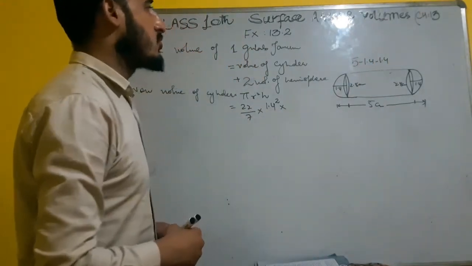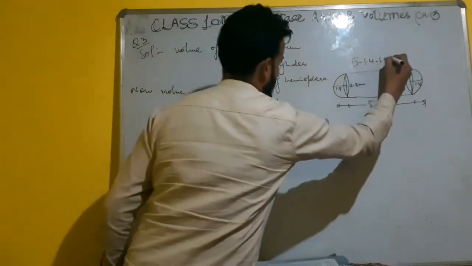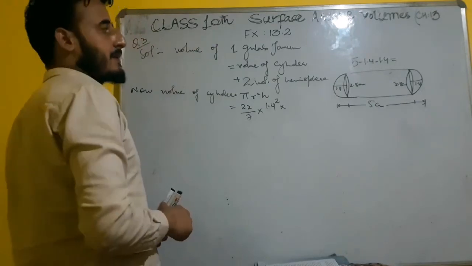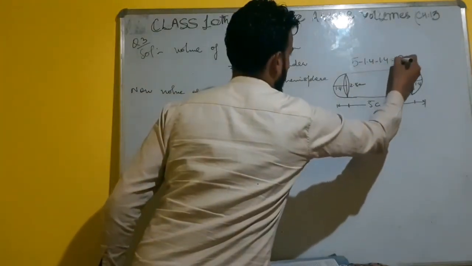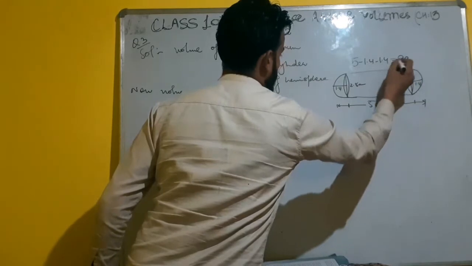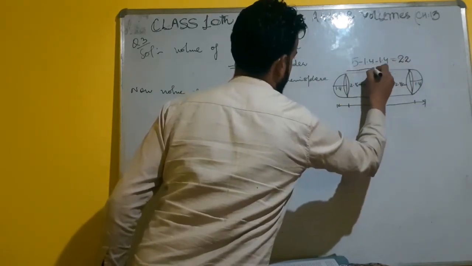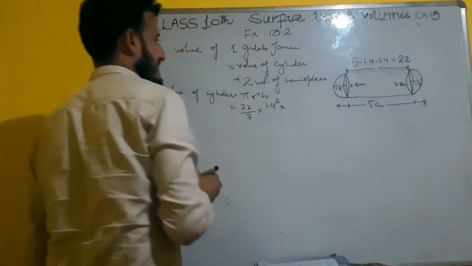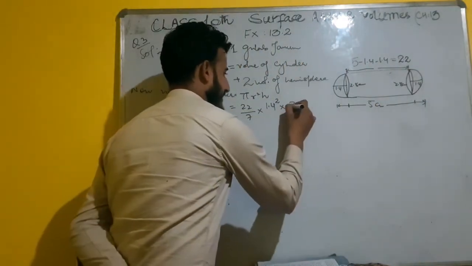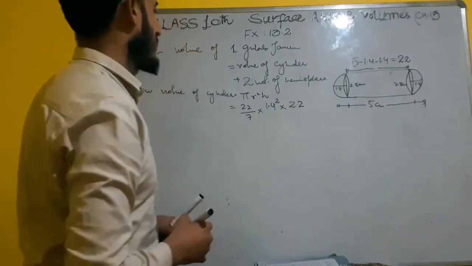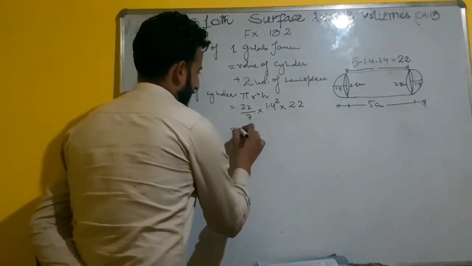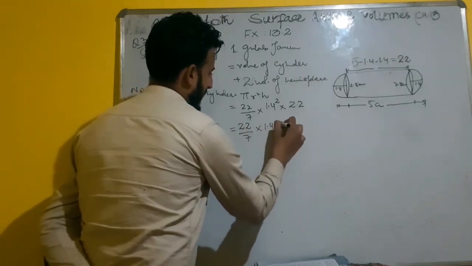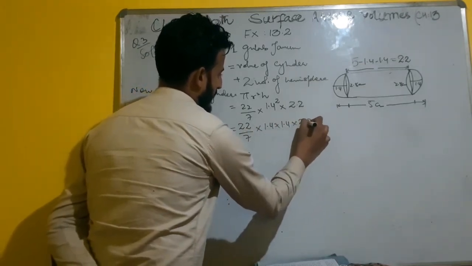So 5 minus 2.8, that is equal to 5 minus 2 is 3, 3 minus 0.8 is 2.2. So 2.2 is actually what? The height of the cylinder. So we can write here 2.2. Again we simplify this as 22 by 7 into 1.4 into 1.4 into 2.2, right?